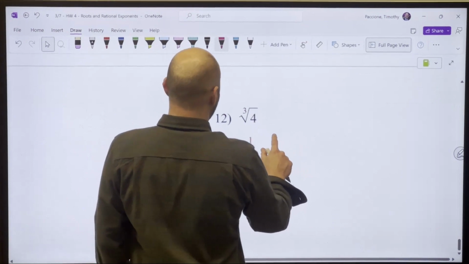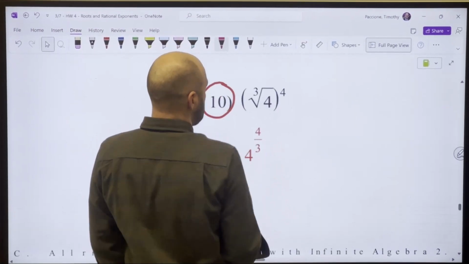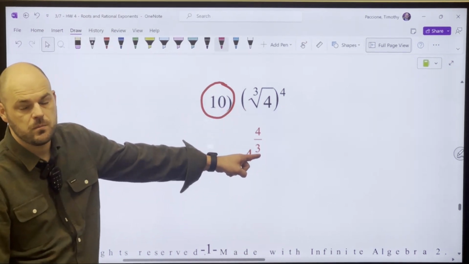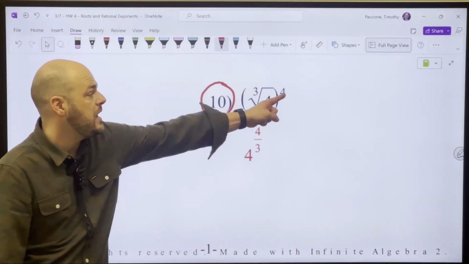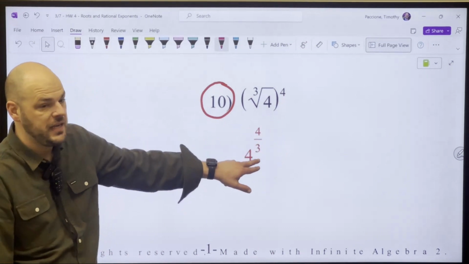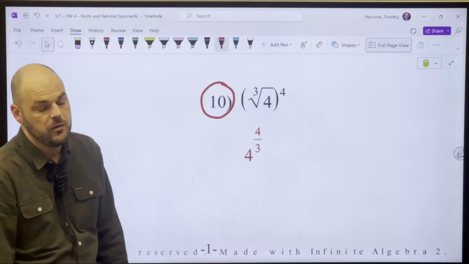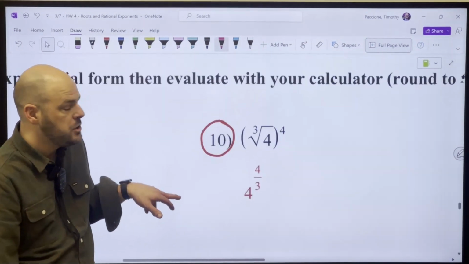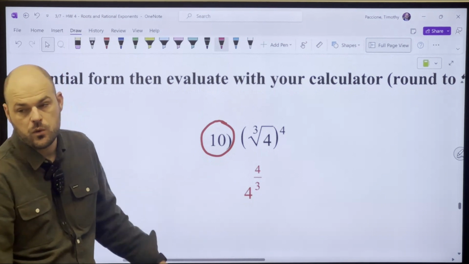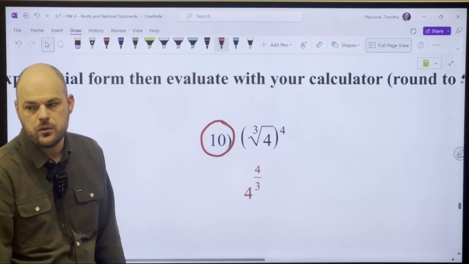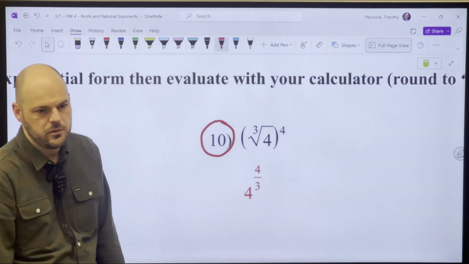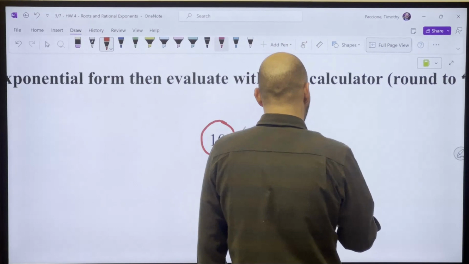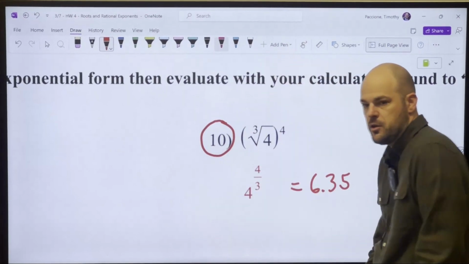All right, so 10 was, well, the skill that you really need is this. Can you change this to this, right? That's your root, that's your exponent. You know the places they go in the exponent fraction. Now, it says to use your calculator, though. So you would just put 4 to the 4/3 into your calculator and get a decimal value there, right? That's just practice for your calculator. What is that? Anybody get it? 6.35. Right, that's all you had to do there.